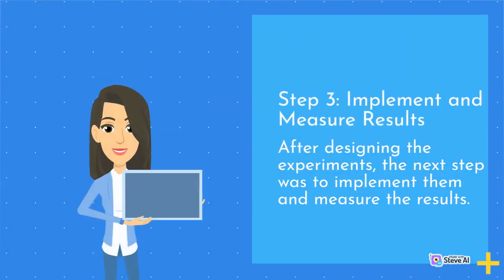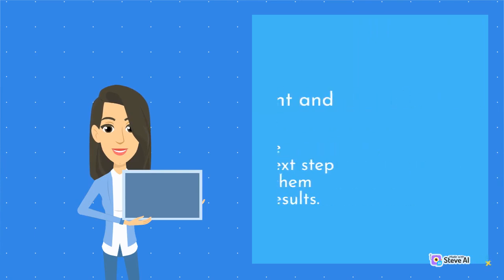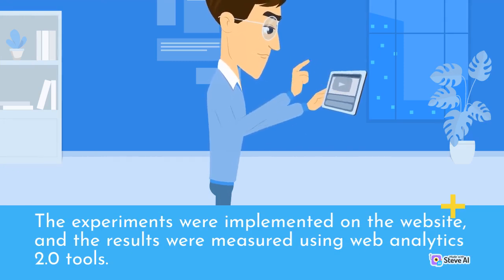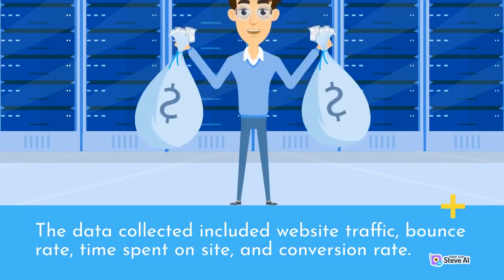Step 3. Implement and measure results. After designing the experiments, the next step was to implement them and measure the results. The experiments were implemented on the website, and the results were measured using Web Analytics 2.0 tools. The data collected included website traffic, bounce rate, time spent on site, and conversion rate.